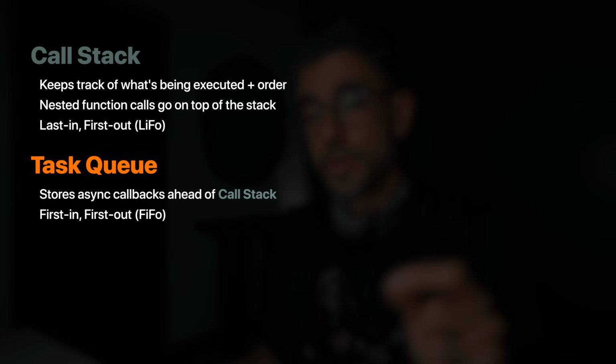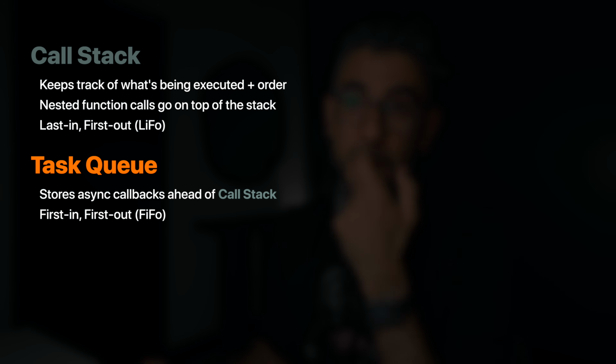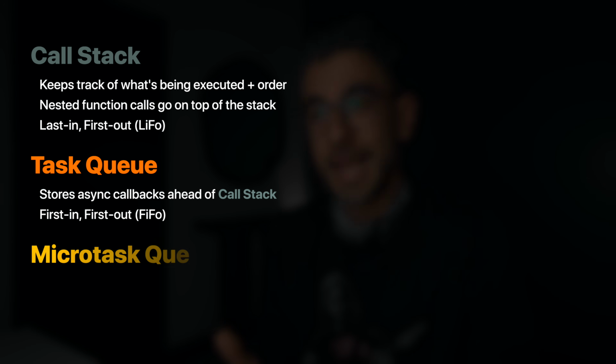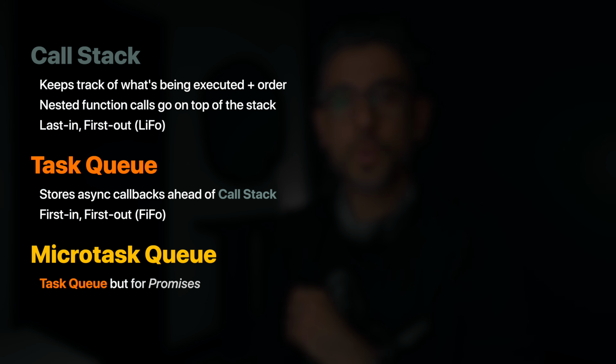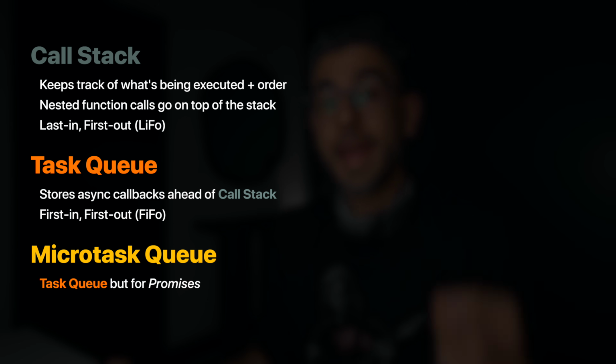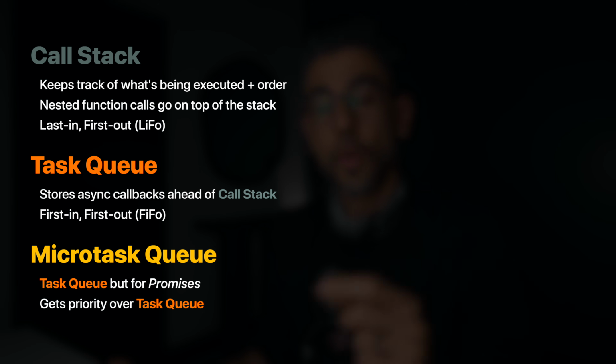And by the way, I need to make a quick point about the task queue. There's something called a Microtask queue. That's reserved for promises. It's very similar to task queue, but instead of callbacks, it stores promise resolvers. And it gets priority over the task queue.